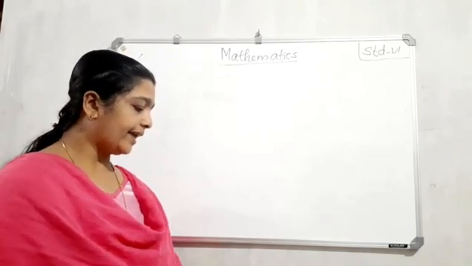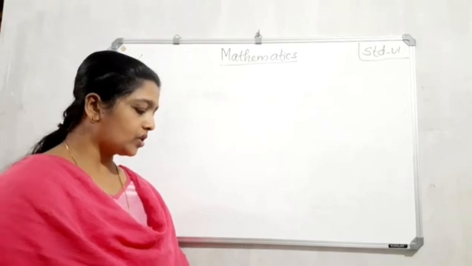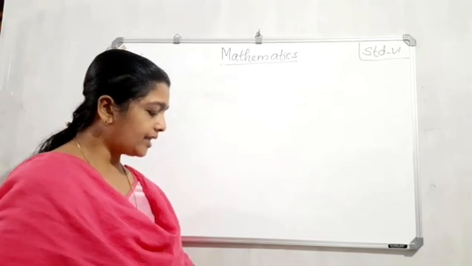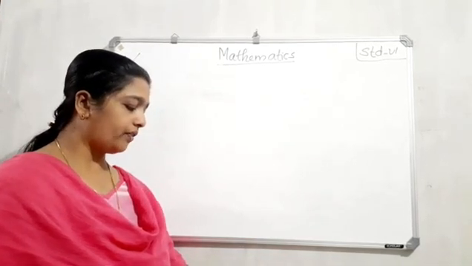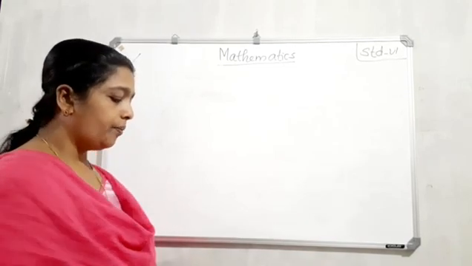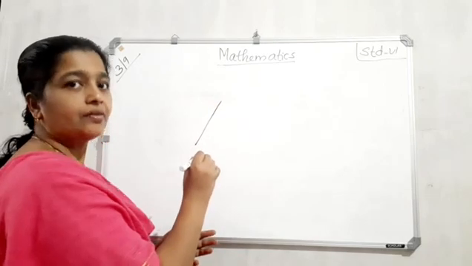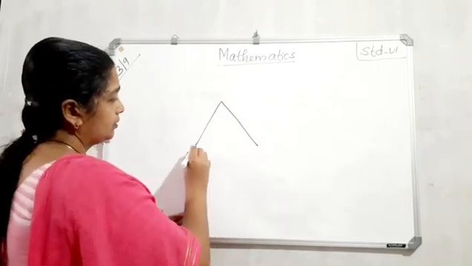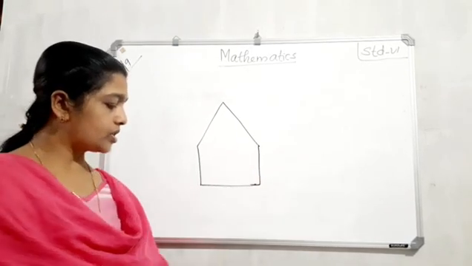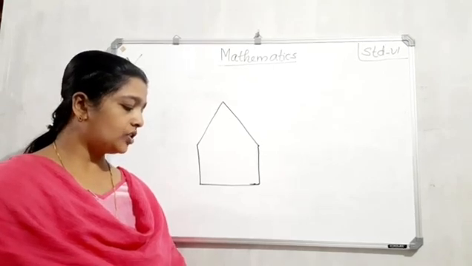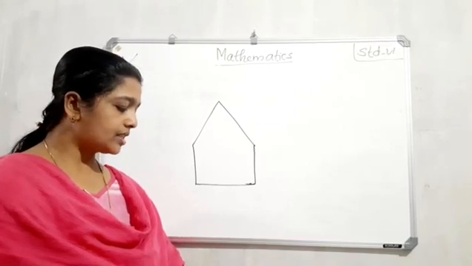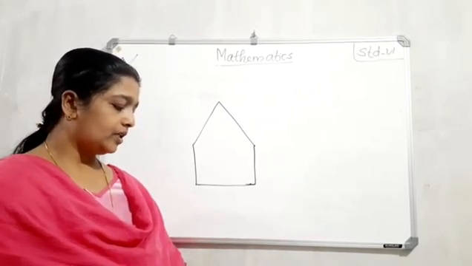Next, one more question. A diagonal is a line segment that joins any 2 vertices of the polygon and is not a side of the polygon. Draw a rough sketch of a pentagon and draw its diagonals. So you want to draw a pentagon. Pentagon, how many sides? 5 sides. 2, 3, 4, 5. Understand? Then the question: a diagonal is a line segment that joins any 2 vertices of the polygon and is not a side of the polygon. Clear?